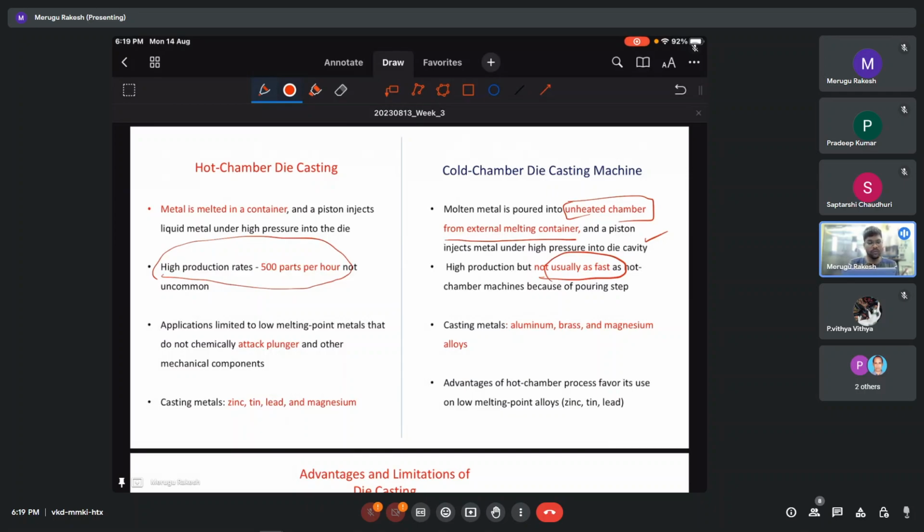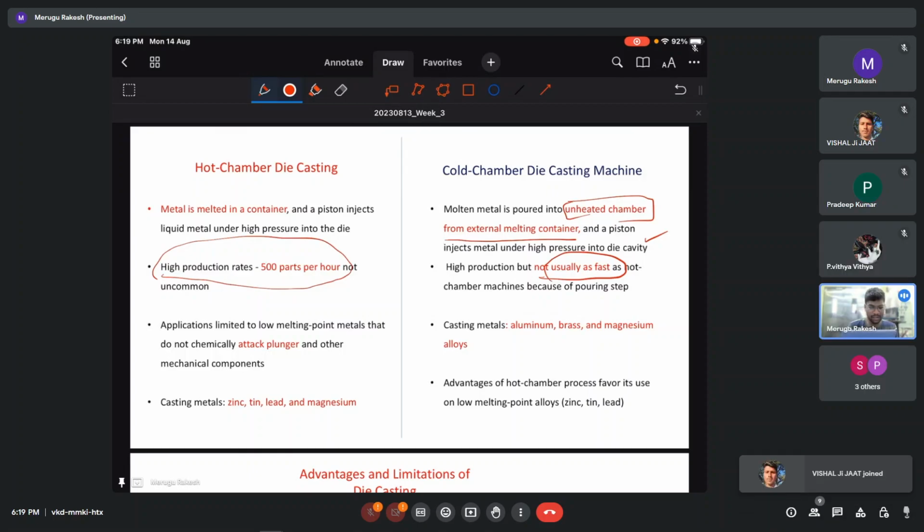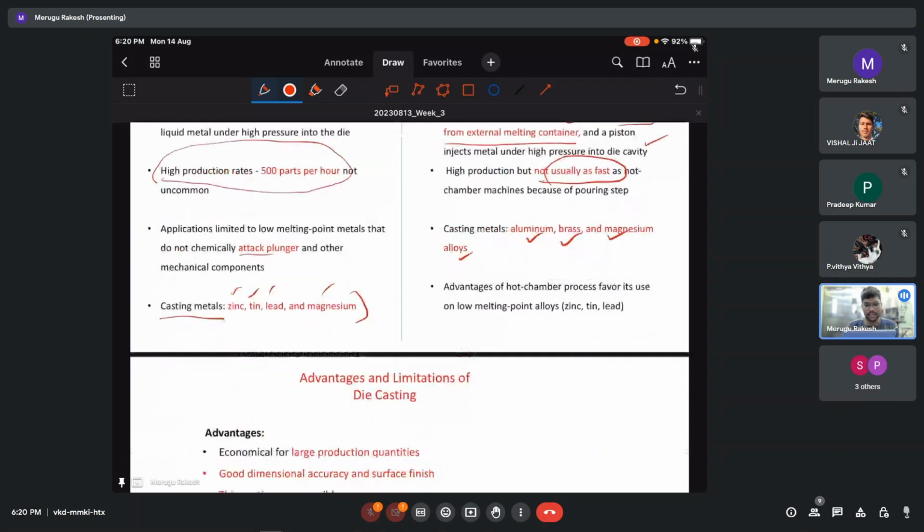But in hot chamber, generally we use low melting point metals such that our plunger is not attacked chemically at higher temperatures. But in cold chamber, we can go for high temperature metals such as aluminum, brass, magnesium alloys. Some of the examples for hot chamber are zinc, tin, lead, magnesium. All are below 470 degrees Celsius, not more than that. So that's the only disadvantage in hot chamber. In cold chamber, we can bring the metal from outside, and the entire process remains the same. That's the difference between these.